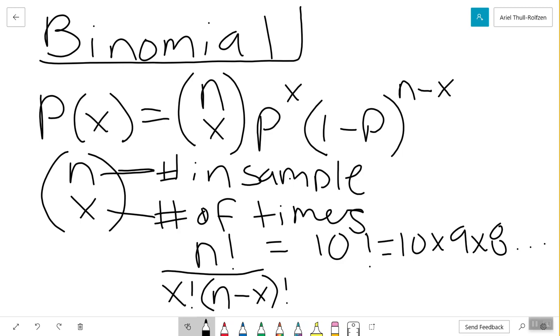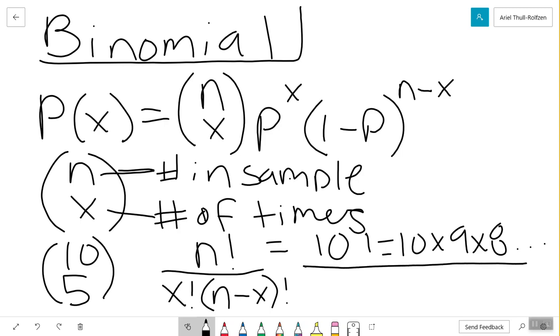So let's think of a combination. Let's use 10. So if we were to find 10 combination 5, that would be the same thing as saying, okay, 10 factorial is 10 times 9 times 8 times 7 times 6, all the way down to 1, over my x, which is 5, so 5 factorial, and then my n minus my x, well, 10 minus 5 is going to be 5, and this is also a factorial.